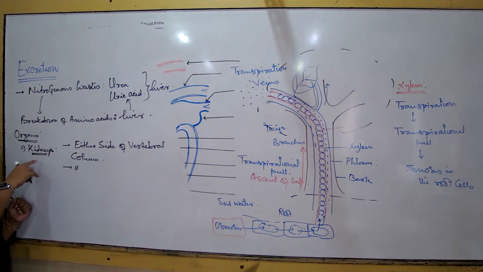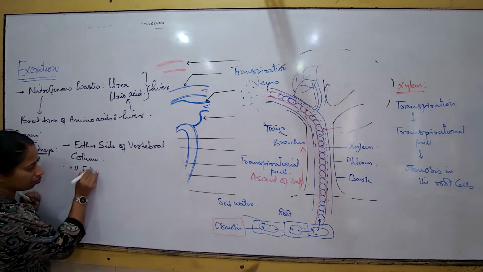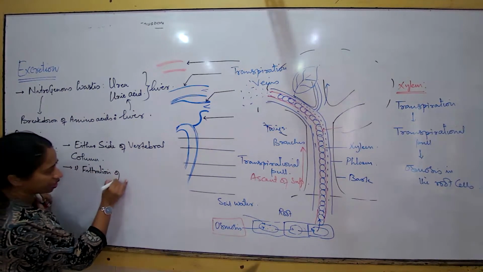What are the two most important functions of the kidneys? We are talking about the primary, vital excretory organ of our body. What are the primary functions now? The two major functions of the kidneys: the first is filtration of the blood.